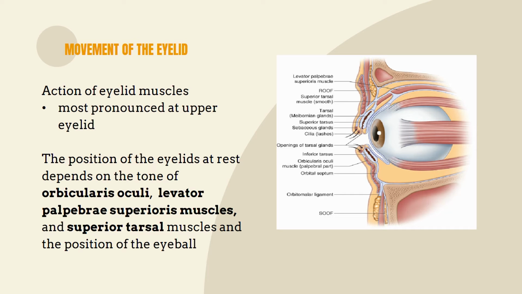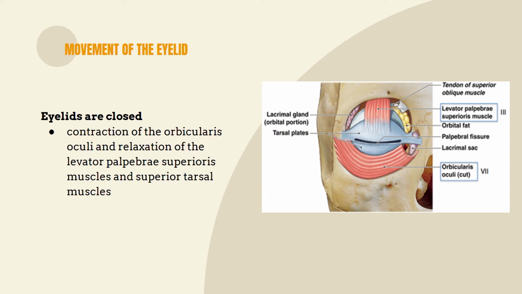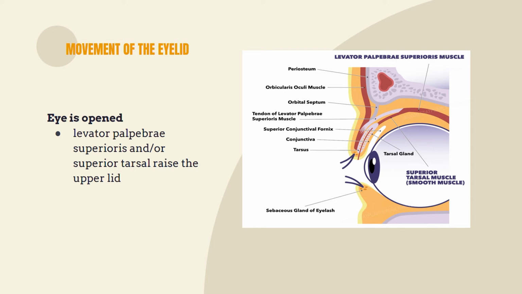The position of the eyelids at rest depends on the tone of the orbicularis oculi, the levator palpebrae superioris, the superior tarsal muscles, and the position of the eyeball. The eyelids are closed by the contraction of orbicularis oculi and the relaxation of the levator palpebrae superioris and superior tarsal muscles. The eye is opened by the levator palpebrae superioris and/or by the superior tarsal muscle, raising the upper lid.